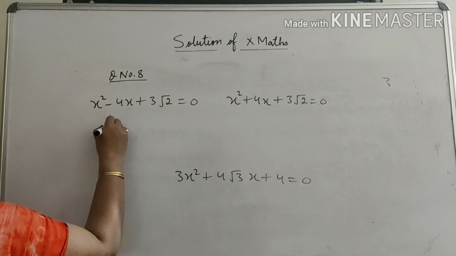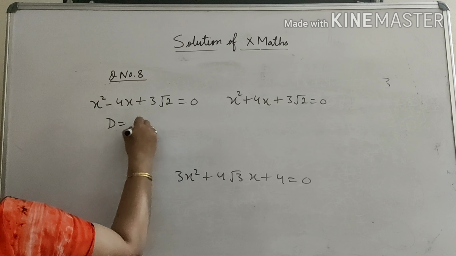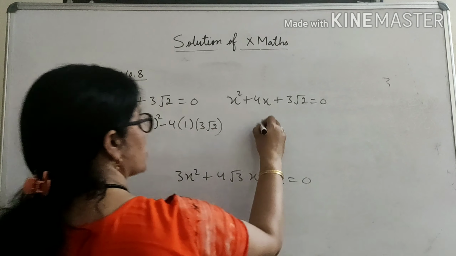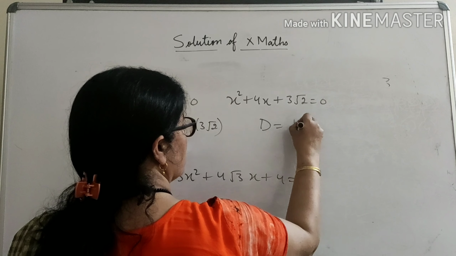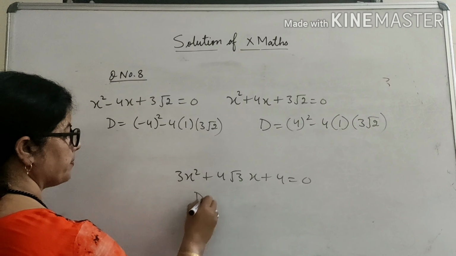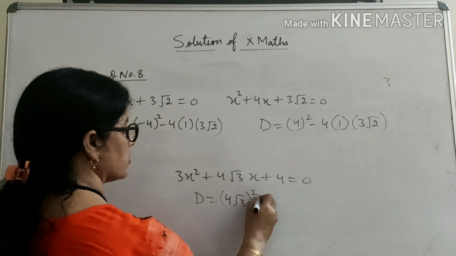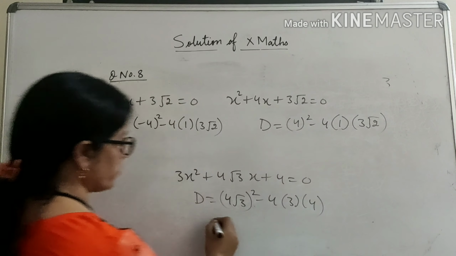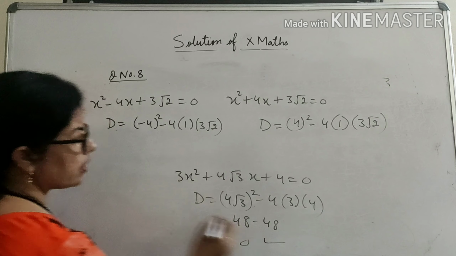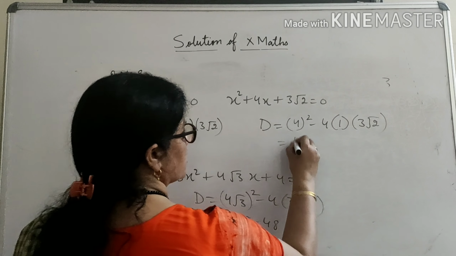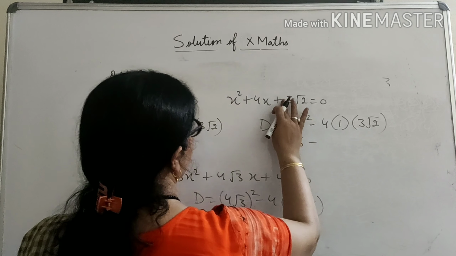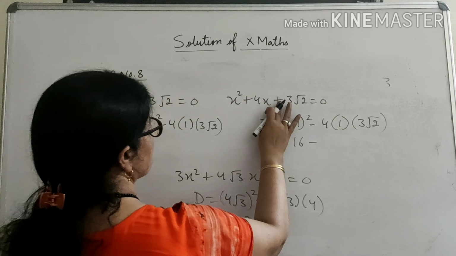Now here, what is D? b square, minus 4 square, minus 4 into 1 into 3 root 2. The discriminant is b square minus 4ac, and here also we will find the discriminant b square minus 4ac. Now solve it. 4 4s are 16, 3 16s are 48, minus 48, 0. Here equal roots are there. Here 16 minus 4 3s are 12. Here it is plus, here is minus, here is minus.